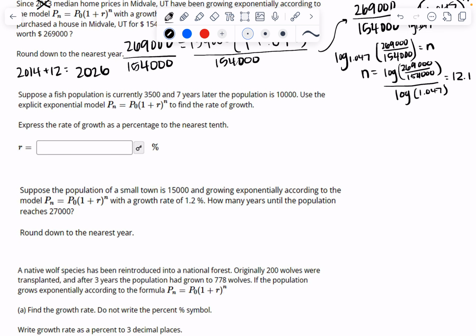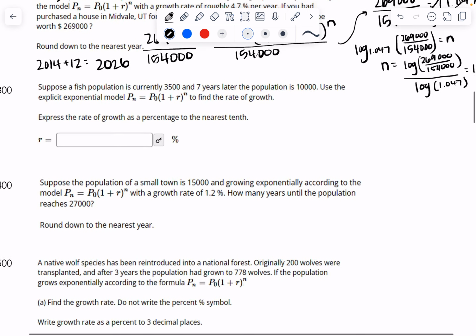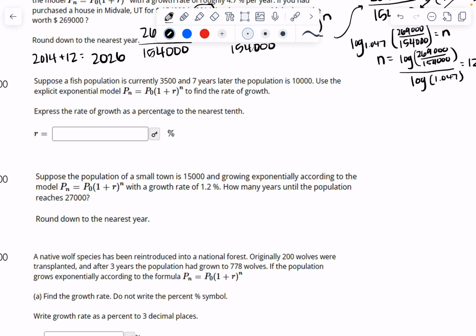Okay. The next one, suppose a fish population is currently 3,500 and 7 years later, the population is 10,000. And this is growing exponentially. So the initial population is 3,500. We don't know the rate. That's what we're trying to find. But 7 years later, the population is 10,000. And then we're solving for R.